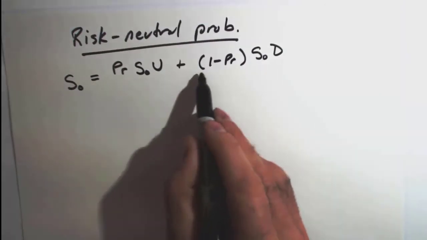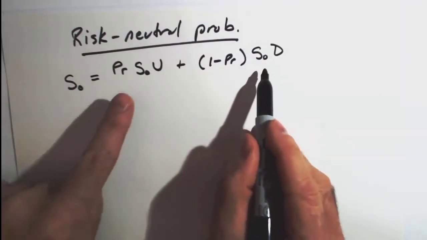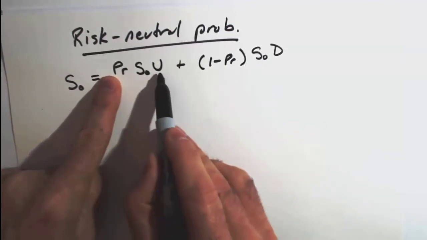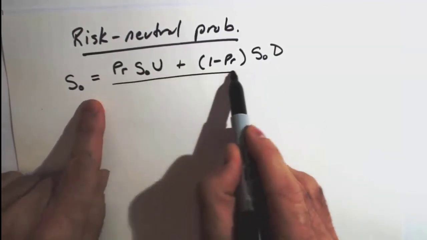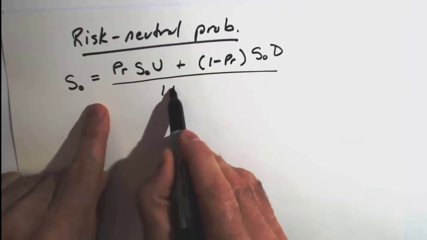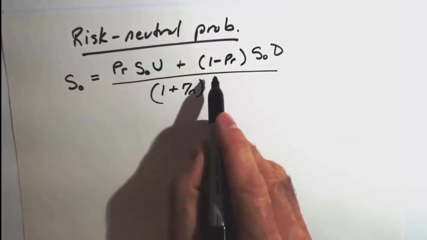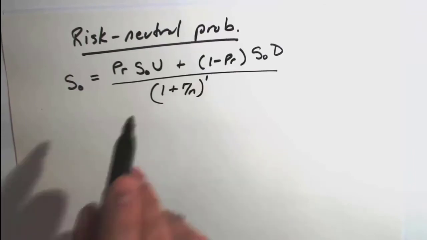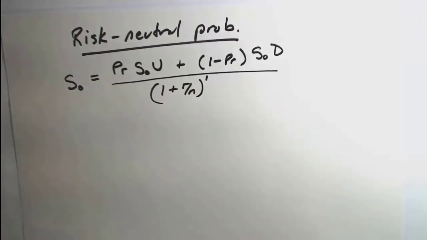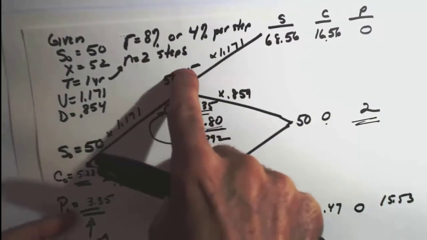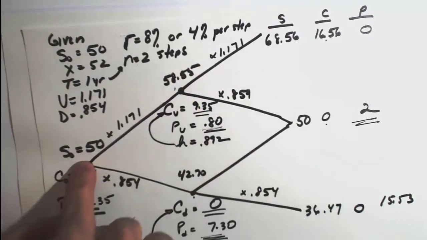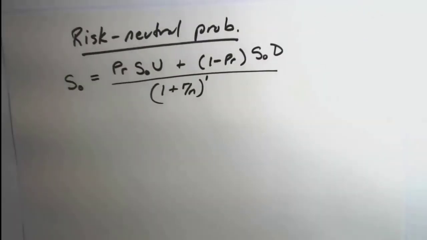And that's the expected value of the stock price 1 period from now, because the stock can go up, the stock can go down with those probabilities, and we're going to discount it back. Well, in this case, 1 period. We're going to discount it back 1 period, because that's what we're looking at, just 1 period. These two prices discounting back 1 period.